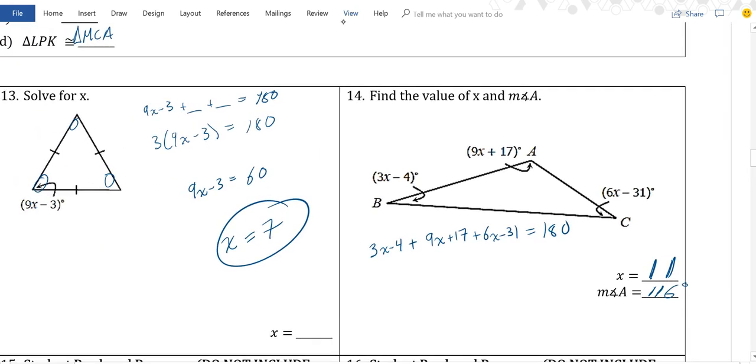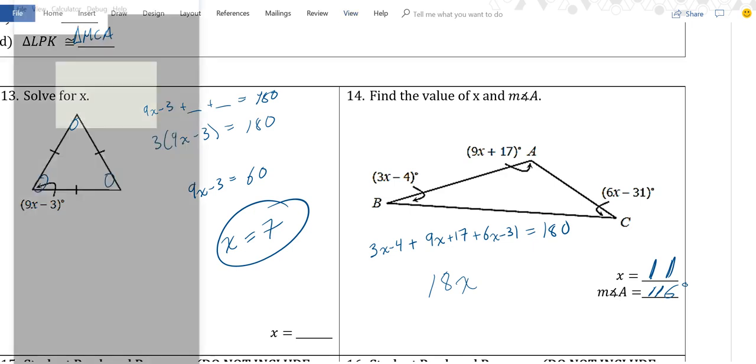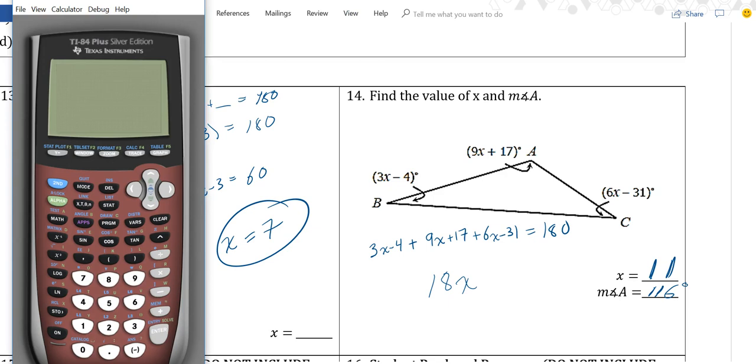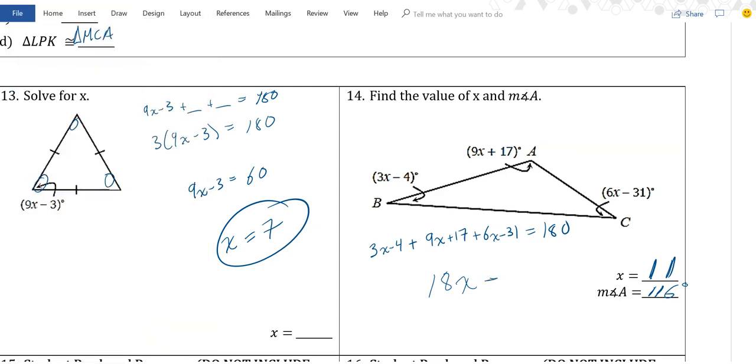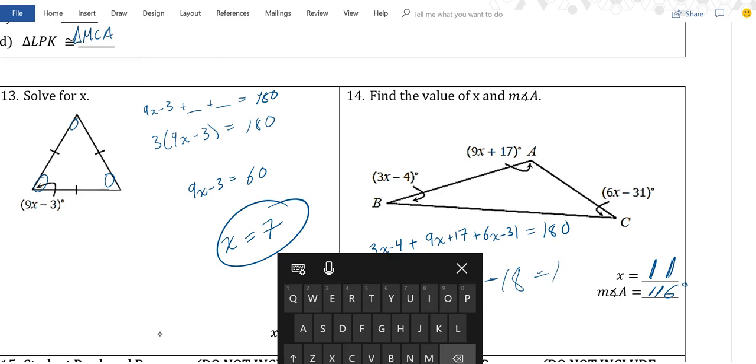So again, we just combine our like terms here. So 3, 9, and 6, that gives me 18. Negative 4 and 17 gives me 13. 13 minus 31. So again, if you're thinking of what I'm talking about here, I'm just combining those like terms. So I'd have negative 4 plus 17 minus 31. You'd end up with negative 18 there, equal to 180.